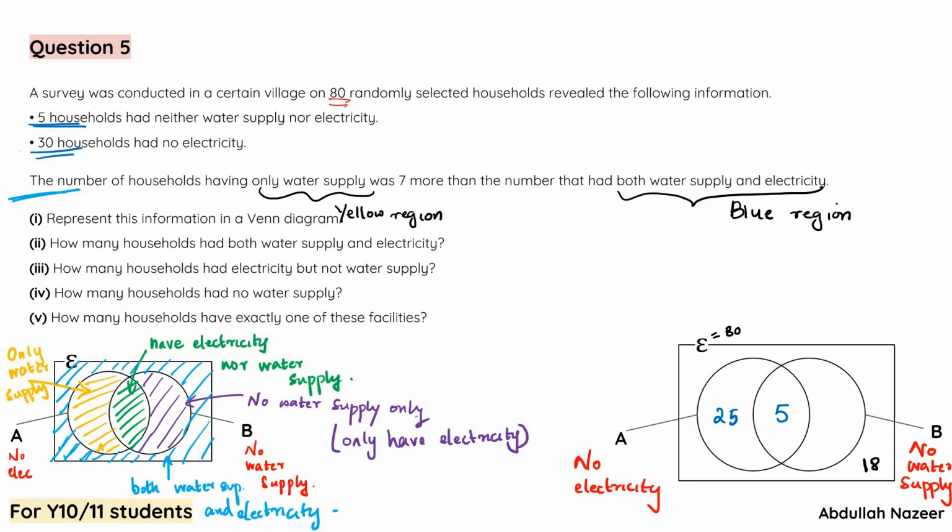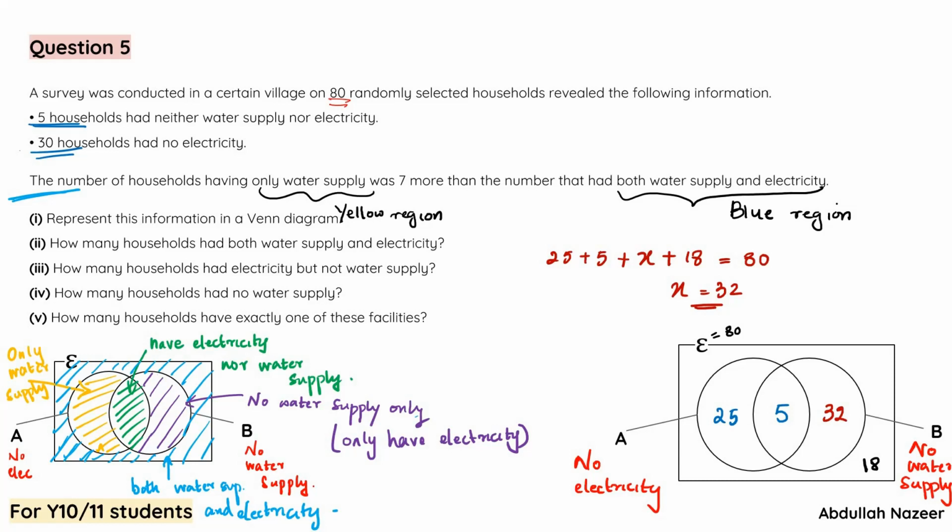Now we only have one more region to identify, and that is this region. So to identify that region, we can use the idea that if you add the number of elements in each individual region, it should be equal to the universal set. So if I add 25 plus 5 plus that question mark, I'll call it x for the moment, x plus that 18. If you add all of these values, you should get 80 because 80 is the universal set. So that gives me x equals 32. So which means this region has 32 households.